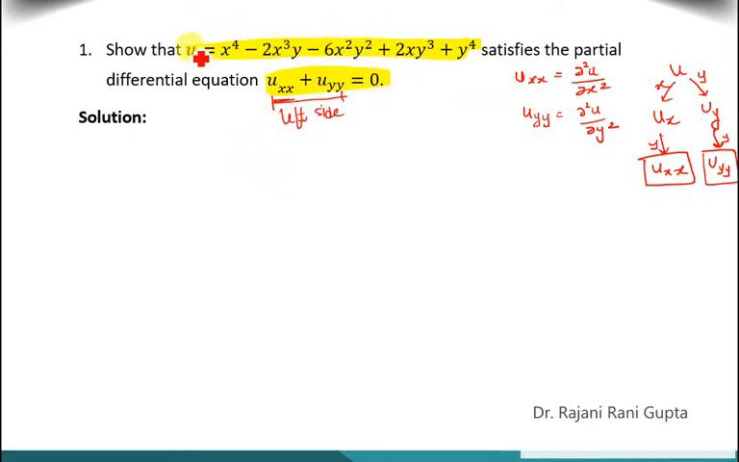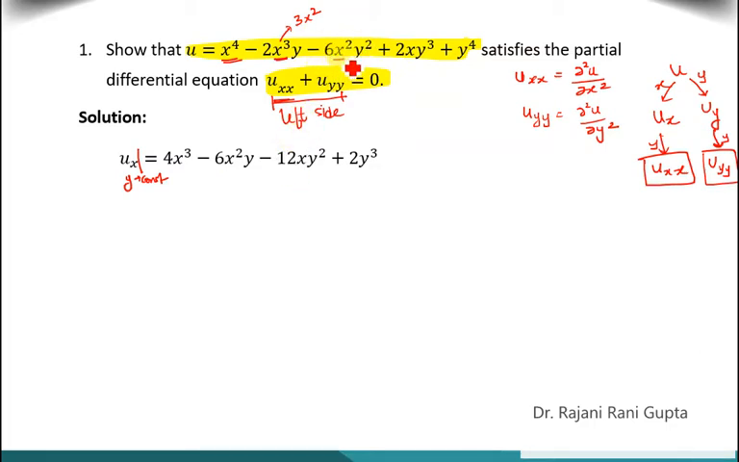Now, how do we differentiate partially with respect to x? When we differentiate partially with respect to x, we consider y as a constant. So here, x power 4 gives you 4x power 3. Then y is a constant, 2 is a constant, so we differentiate just x power 3. This derivative gives you 3x power 2. Now 3 multiplied by 2 gives you 6, so 6x power 2 y.